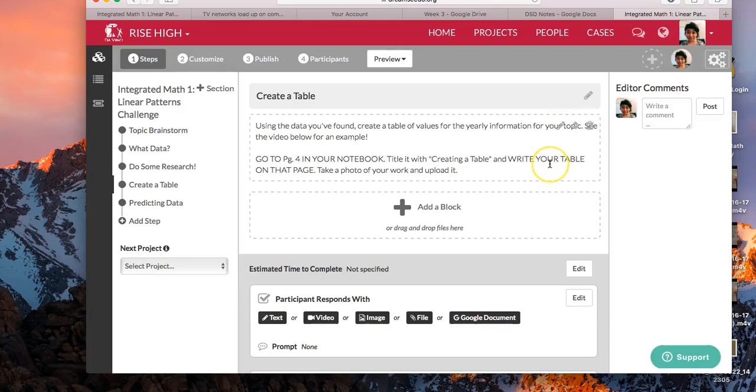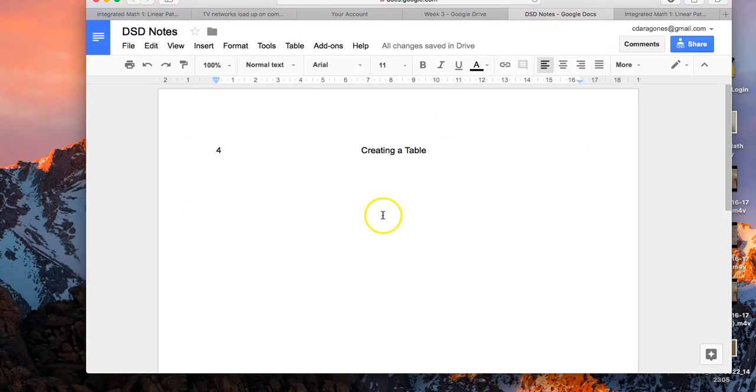Okay, so in this part of this challenge, I am asking you to go ahead and look at the data that you've gathered for your topic and actually make a table of values. So go ahead and go to page 4 of your graphing notebook. So this is in your graphing notebook.